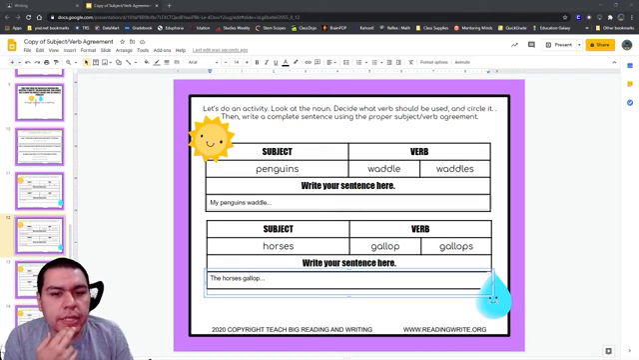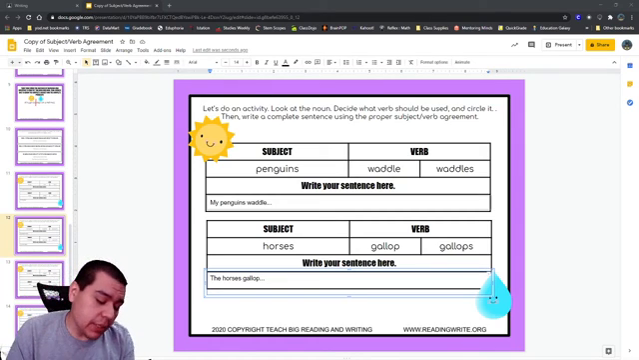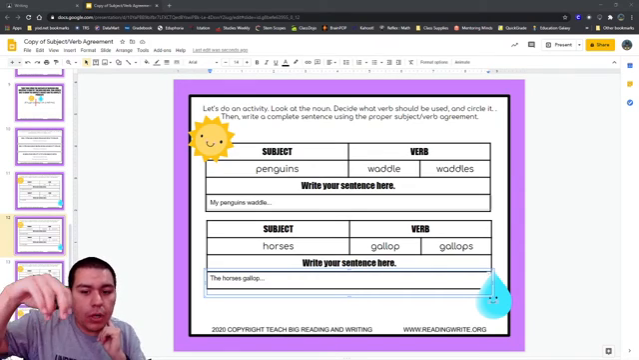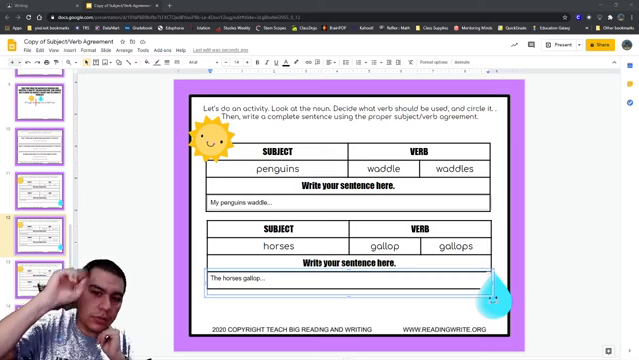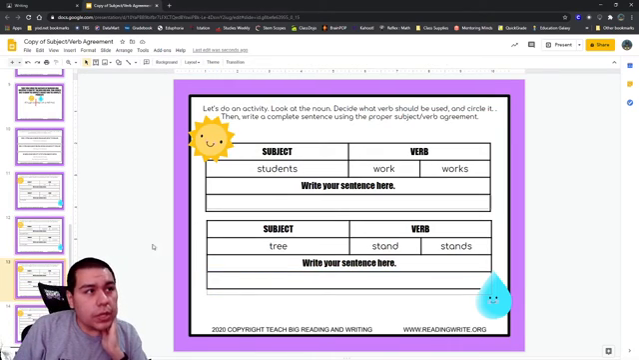Who else can give me a good ending for that sentence? Brianna? Because they're in the race. The horses gallop because they're in a race. Very good one. That would definitely be a reason for them to gallop. If they're in a race, they wouldn't just be walking slowly across the track. They'd want to run as fast as they can. Okay?